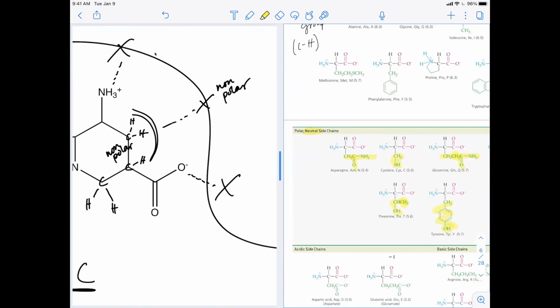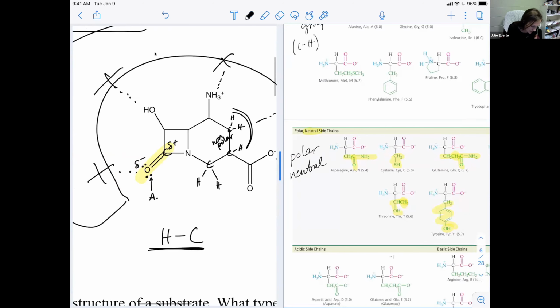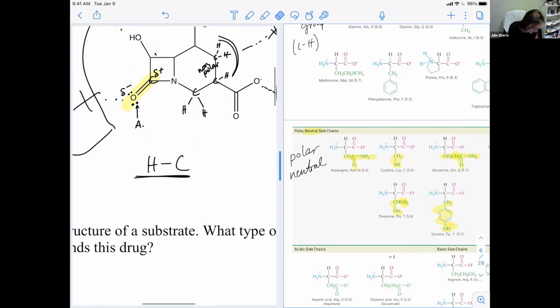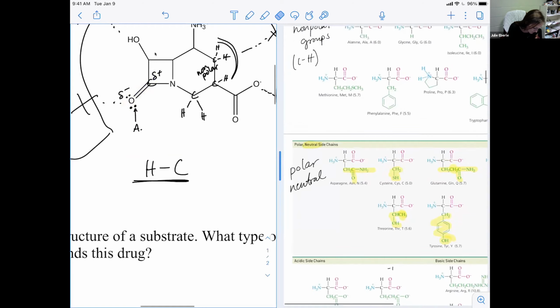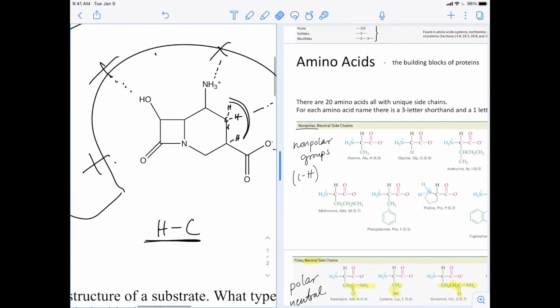Is that the only thing they're gonna interact with? Polar neutral groups on your substrate. So let's go find some polar neutral groups on our substrate. I hate this eraser, Robin. Sorry. Okay. Let's see if we can find some.